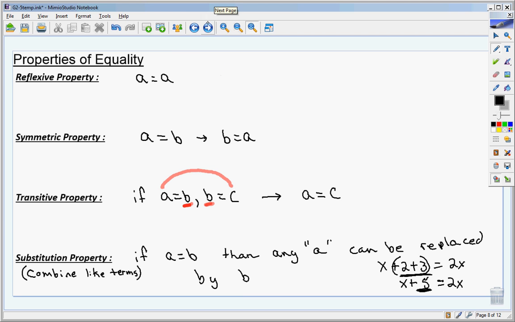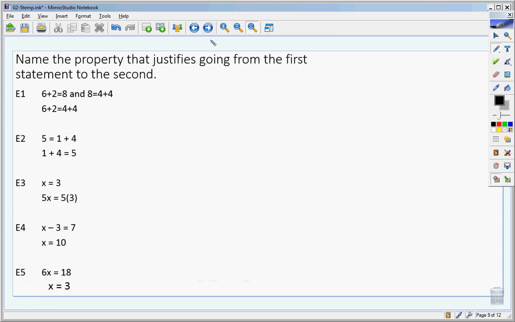Everybody good with this slide? Okay. So, examples. We are simply going to name the property that justifies going from the first statement to the second statement down here. So they're saying 6 plus 2 equals 8, and 8 equals 4 plus 4, so they want to go to 6 plus 2 equals 4 plus 4. What property allows me to state that?